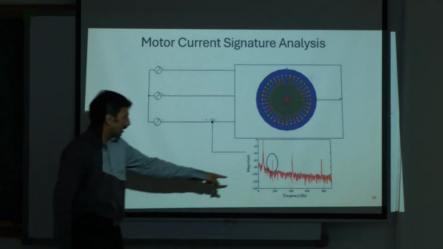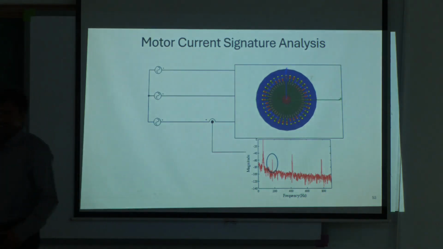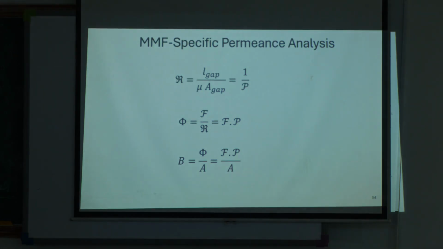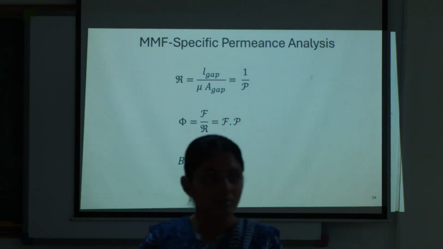How to know? Should I get a frequency here due to eccentricity, or should I not get a frequency there due to eccentricity? Something that I do not know. So we must have some kind of theoretical basis to explore what kind of frequency I should anticipate in the line current spectrum when a non-uniform air gap exists. In literature, there is an approach called MMF specific permeance analysis.